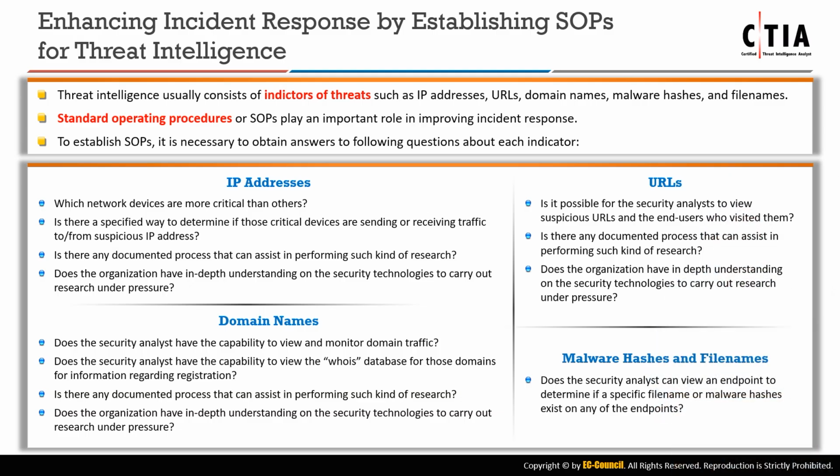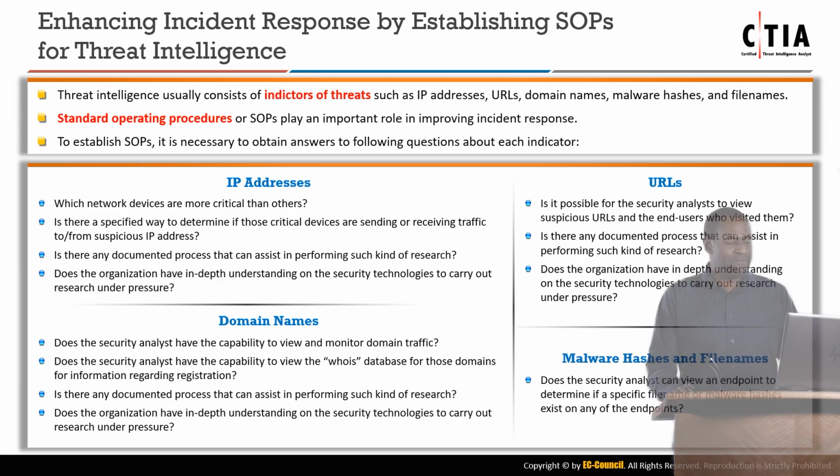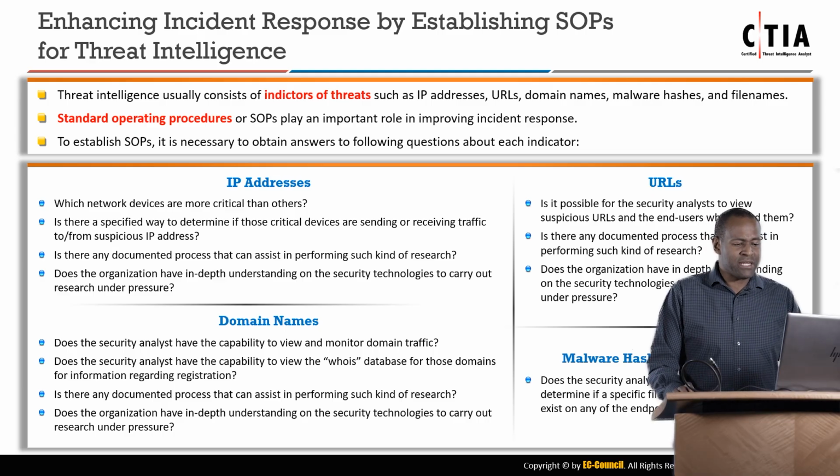because of that IP address. Is there a specified way to determine if those critical devices are sending or receiving traffic to or from that specific IP address? So can we monitor the network and follow that IP traffic? Is there any documented process that can assist in performing such types of research? Are there tools that the incident management team has at their disposal to track that? There should be. Does the organization have in-depth understanding of security technology to carry out research under pressure?